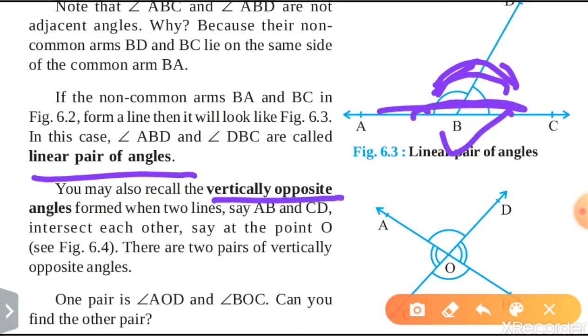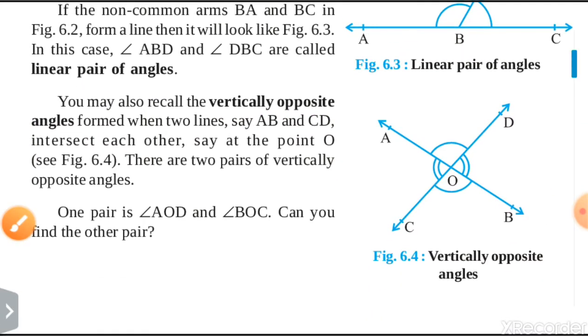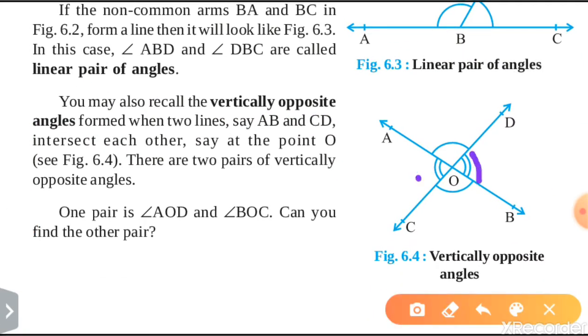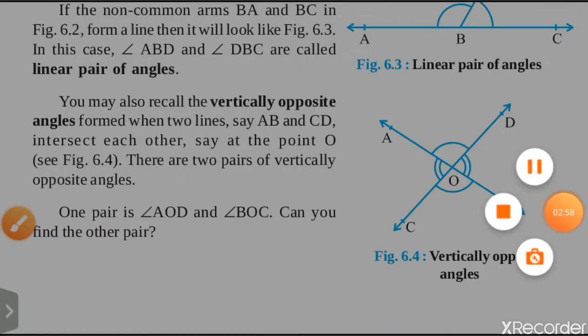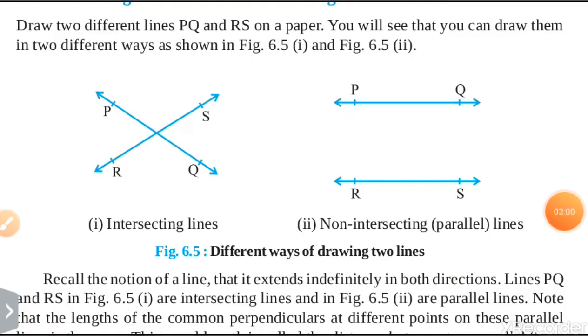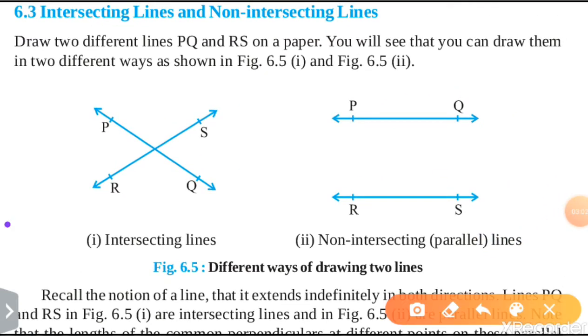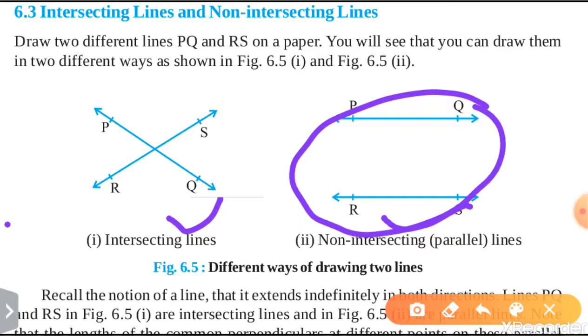Now vertically opposite angles: the angles which are exactly opposite to each other. When two lines intersect each other, the exactly opposite angles are known as vertically opposite angles. Angle 1 is equal to angle 2, vertically opposite angles, and angle 3 is equal to angle 4. These are also vertically opposite angles. Now the next topic. These are the intersecting lines and these are non-intersecting lines. These seem to be parallel.